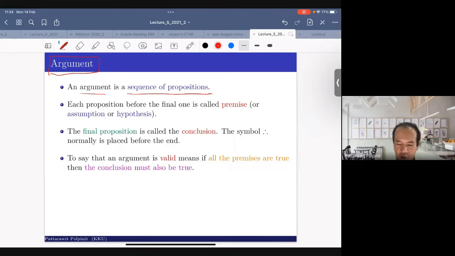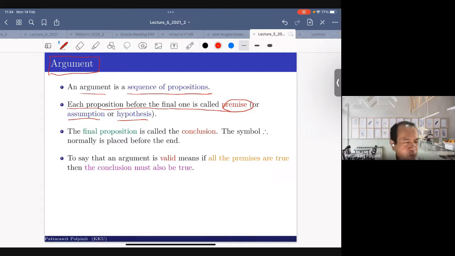Okay, so all the propositions before the final one are called a reason, or a premise, or an assumption, or a hypothesis. Premise, assumption, hypothesis. Basically, these are the things that have a truth value, and it must be true.